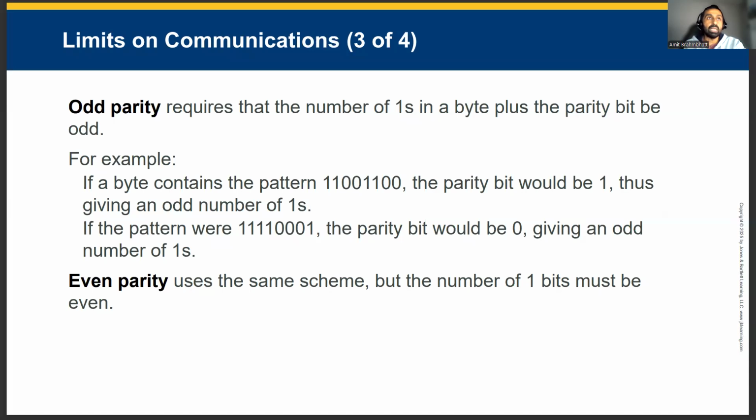Odd and even parity example. Odd parity requires that the number of ones in a byte plus the parity bit be odd. Here's an example. If a byte contains the pattern 11001100, the parity bit would be 1, thus giving an odd number of ones. If the pattern were 4 ones, 3 zeros, and a 1, then the parity bit would be 0, giving an odd number of ones. Even parity uses the same scheme, but the number of 1 bits must be even.